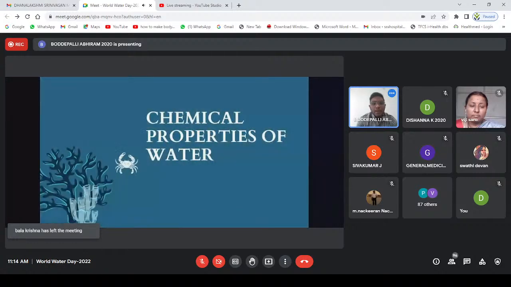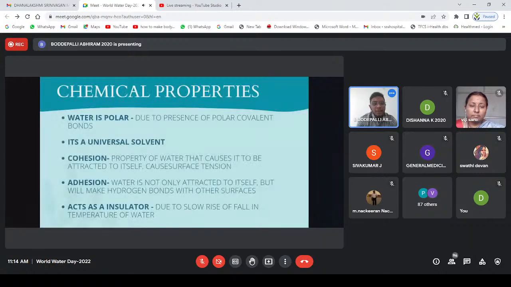Moving on, we are seeing the chemical properties of water. The main chemical property of water is its polar nature, which is due to the presence of polar covalent bonds in the water molecules. It is a universal solvent. The cohesive and adhesive properties of water are very important in water movement in the body. It also acts as an insulator, which helps in maintaining the temperature of the body.